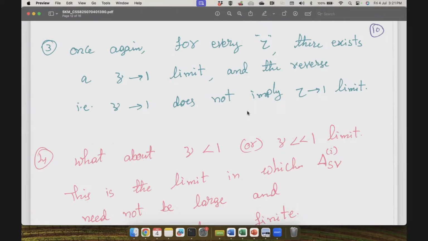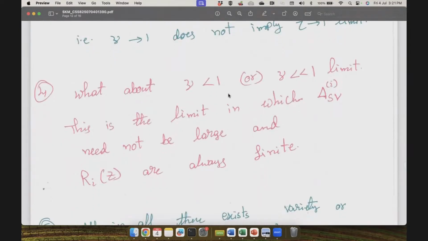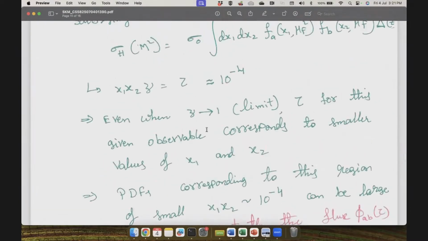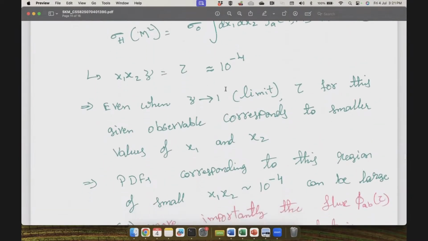But tau equal to 1, why is that important? Tau equal to 1 implies the parton fluxes are very, very small. Tau is far less than 1, closer to 0, meaning the parton fluxes are very, very large. So what about z less than 1? So far we are talking about only the z equal to 1 case. When z equal to 1, what is the corresponding tau value?